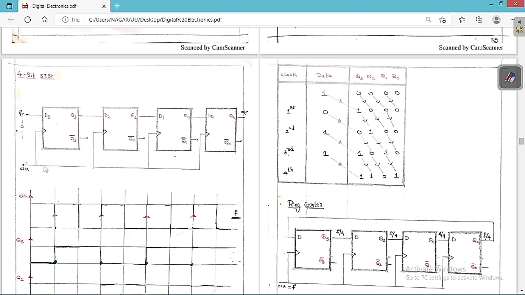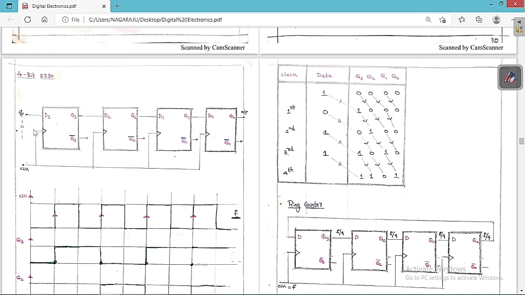See, all are given the same clock, so this is called synchronous. Synchronism means for all the flip flops we give the same clock. Then it is called synchronism. This is called a synchronism clock. For each and every flip flop we are going to give the same clock.